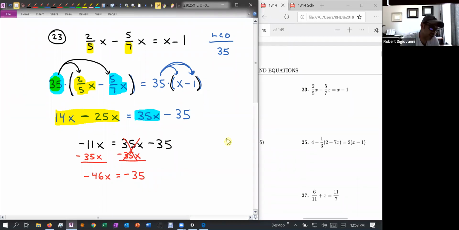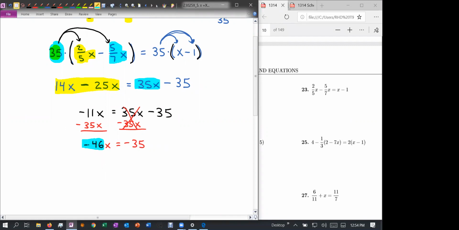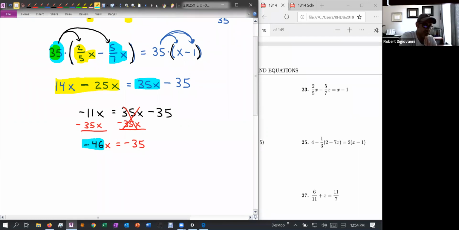Yeah, we're almost done. We're at the last step, which is to make sure we have a coefficient of 1. And right now our coefficient is negative 46. So how do we undo that? How do we get rid of the negative 46? Divide. Be careful. You don't add 46, right? Because there's multiplication there. So the only way to undo it is to divide both sides by negative 46.